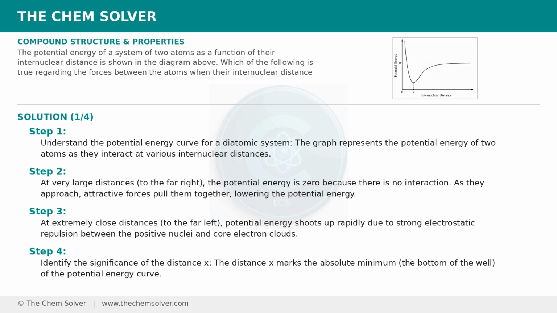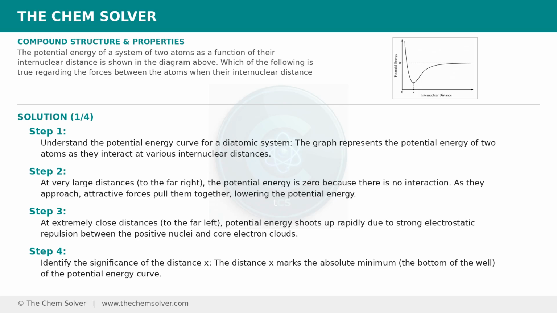Understand the potential energy curve for a diatomic system. The graph represents the potential energy of two atoms as they interact at various internuclear distances. At very large distances, to the far right, the potential energy is zero because there is no interaction. As they approach, attractive forces pull them together, lowering the potential energy.